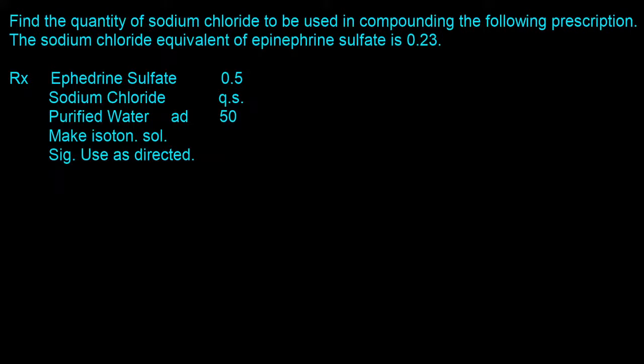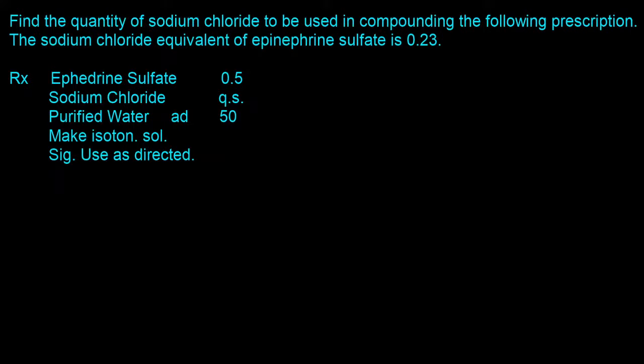So in this question, it says, find the quantity of sodium chloride to be used in compounding the following prescription. The sodium chloride equivalent of ephedrine sulfate is 0.23. And then once again, you have the prescription. You have ephedrine sulfate, 0.5 grams. You have sodium chloride, sufficient quantity. And then you're supposed to make a total preparation of 50 milliliters. And it gives you some directions as well.